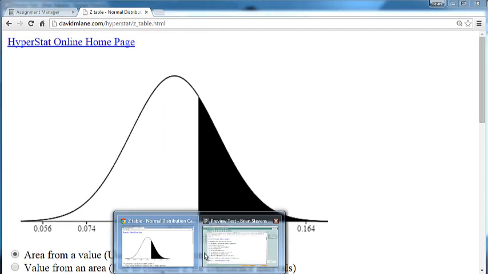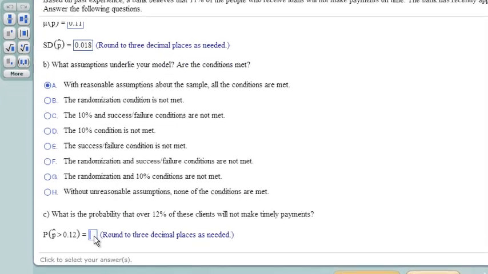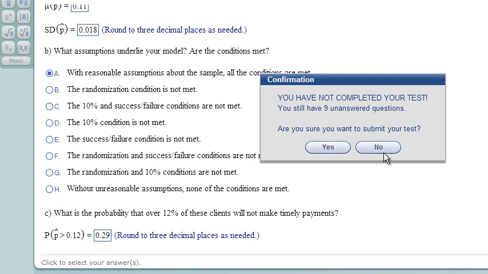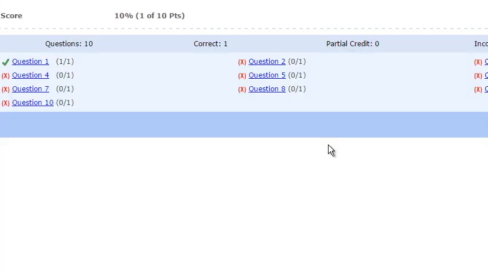Now you always have to watch on these assignments because here it wants 3 decimals. That's going to be 0.29. So let's go ahead and hit submit quiz. See if we got it correct. I know I have a bunch of uncompleted questions. Got it all correct. So let's go back.